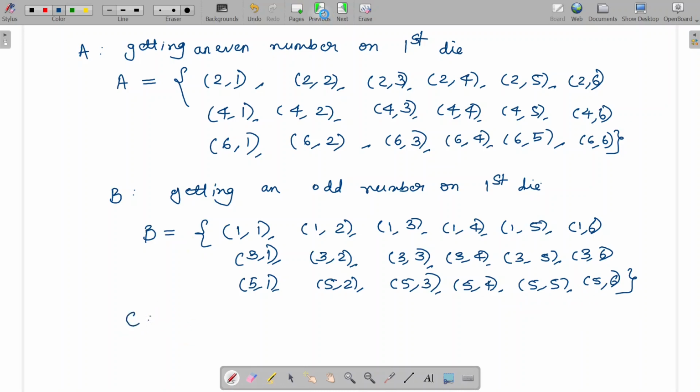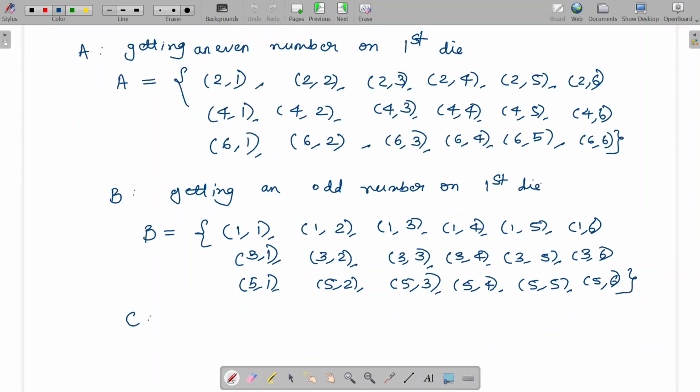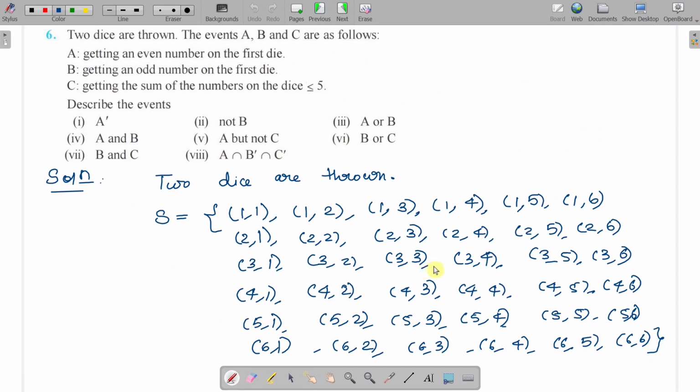Now event C is given as getting the sum of the numbers on the dice less than or equal to 5. So the sum of the numbers on both the dice will have to be less than or equal to 5. So if you look at the sample space here, 1 comma 4 will be there because 1 plus 4 is 5, that is equal to 5. Then similarly 1 comma 5 because 1 plus 5 is equal to 6, which is not less than 5. So yeah, that is not correct.